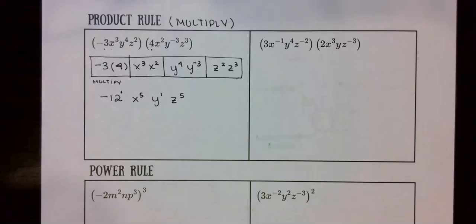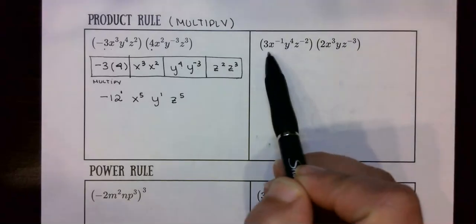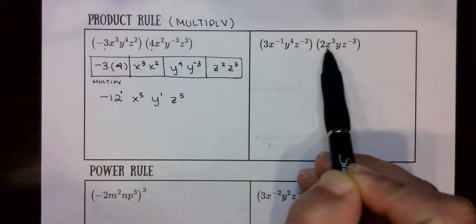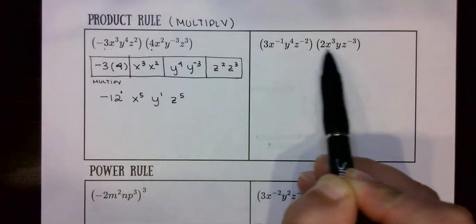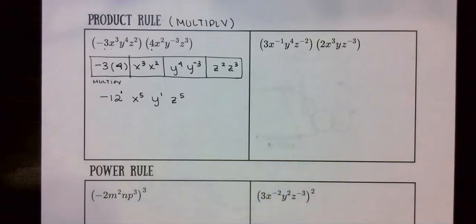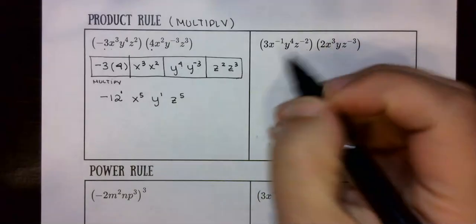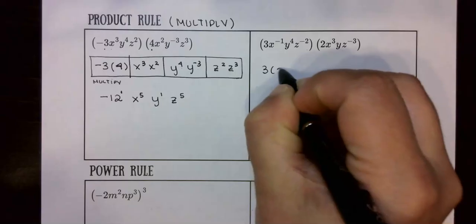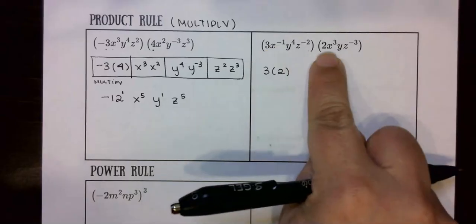All right, let's look at the second one. Same thing. I have two sets of parentheses. That tells me that this is a product rule. This is being multiplied by this. So my first instinct is to organize everything. I have two coefficients, so we're going to say 3 times 2, which are these two right there.